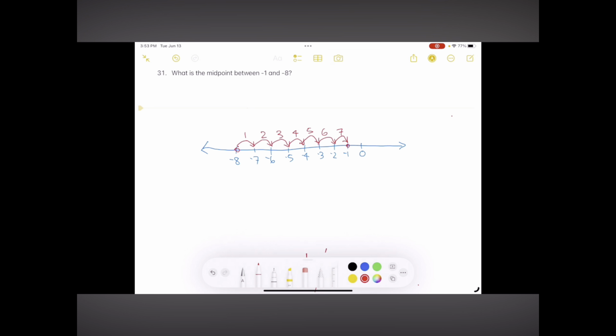So to find the midpoint, we divide 7 by 2, and 7 divided by 2 is 3.5. So now we must mark out 3.5 units over from -8 to -1. We count over 3.5 units from -8, and we end up between -5 and -4, which would be -4.5.